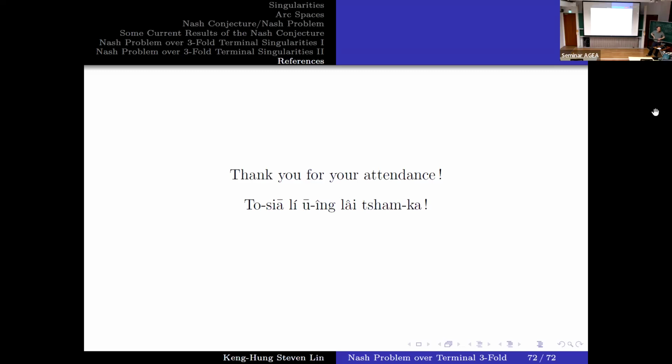Any other questions? So if you take a Nash component, how do we see that the image of a Nash component in the resolution of singularity is a divisor? Why is it codimension one? You mean take the Nash map? Yes.